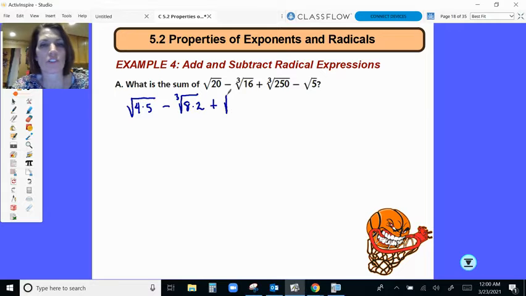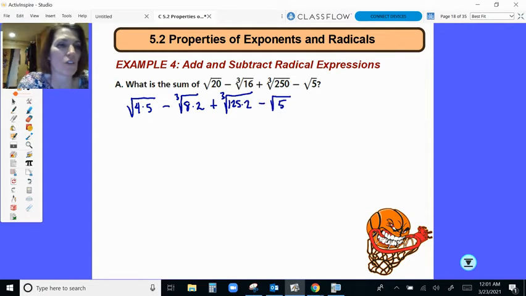Plus, and then we're going to also look at a perfect cube factor going into 250, getting ahead of myself, 125 times 2, and then minus the square root of 5, okay? And so you'll notice we have this guy and this guy here that both are square roots, and then we have these two guys here, they're both cube roots, okay?